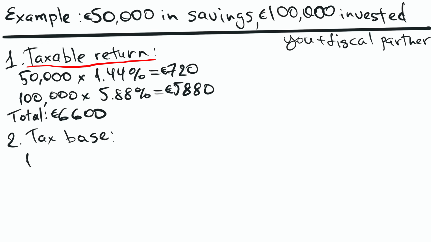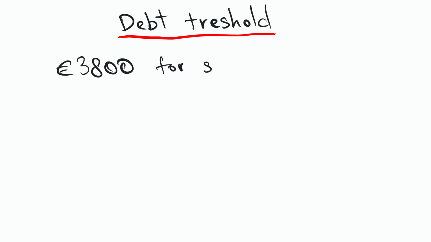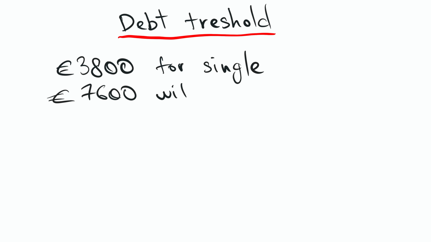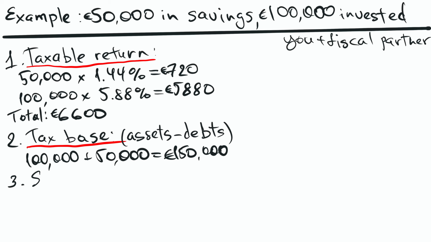Next, we calculate your tax base. Tax base is your assets minus debt. This is a necessary part if you have any debts, so you reduce your tax base, but debts are also limited with the threshold, so you cannot have an unlimited amount of debt and reduce your tax base to zero. Debts are limited to 3,800 euro for one person, or if you have a tax partner, it's limited to 7,600 euro. So next, the third step is where you're calculating your tax base, subtracting those tax-free allowances I talked about.